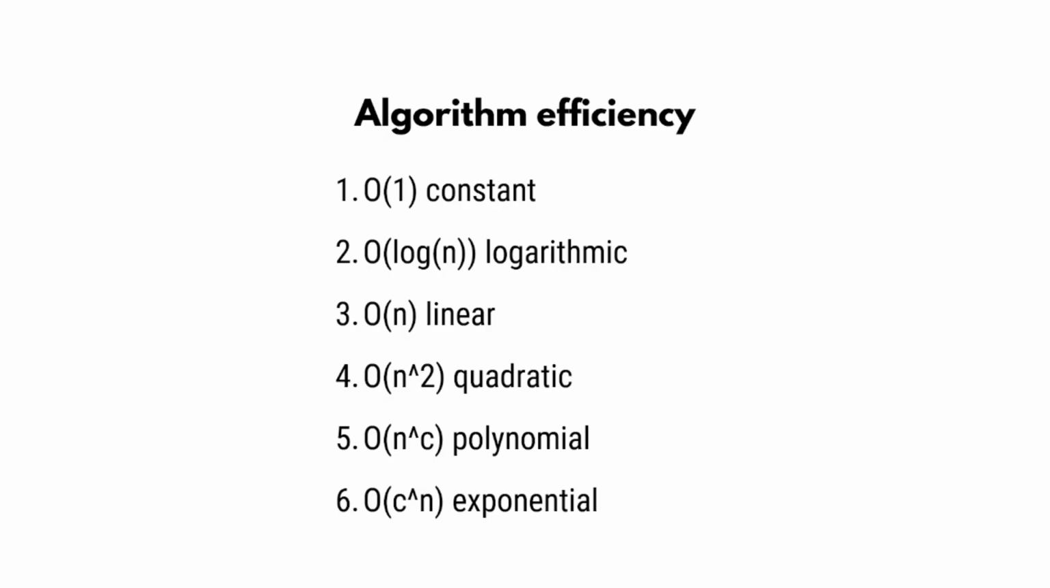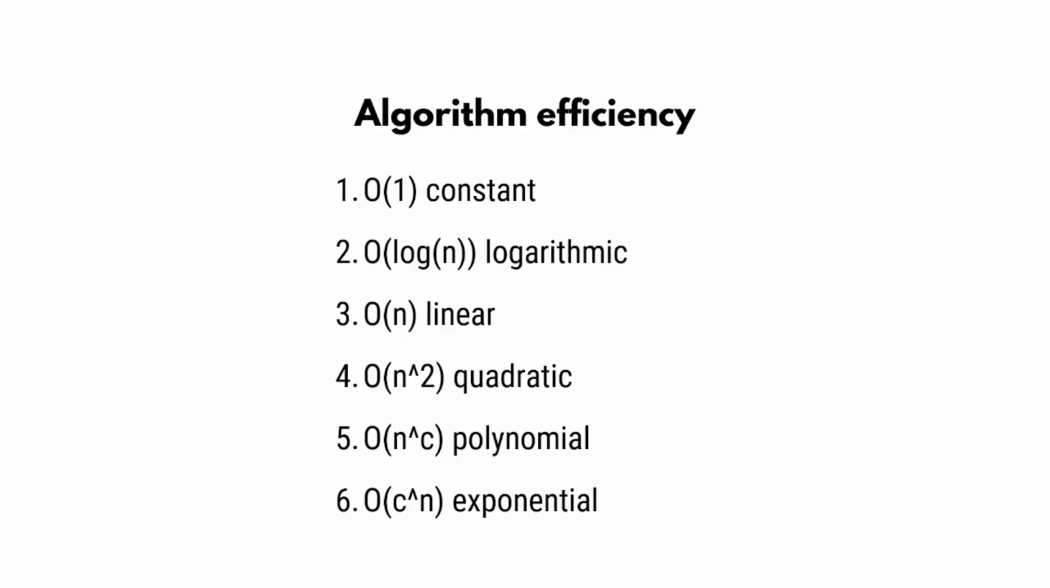These are very common. Just to go through them, the first one is big O of 1. In IBCS, and in programming in general, everything is in big O notation. So big O of 1 is constant. Big O of log of n is logarithmic. Big O of n is linear. Big O of n squared is quadratic. Big O of n to the power of c is polynomial, where c can be any constant. And big O of c to the power of n is exponential.